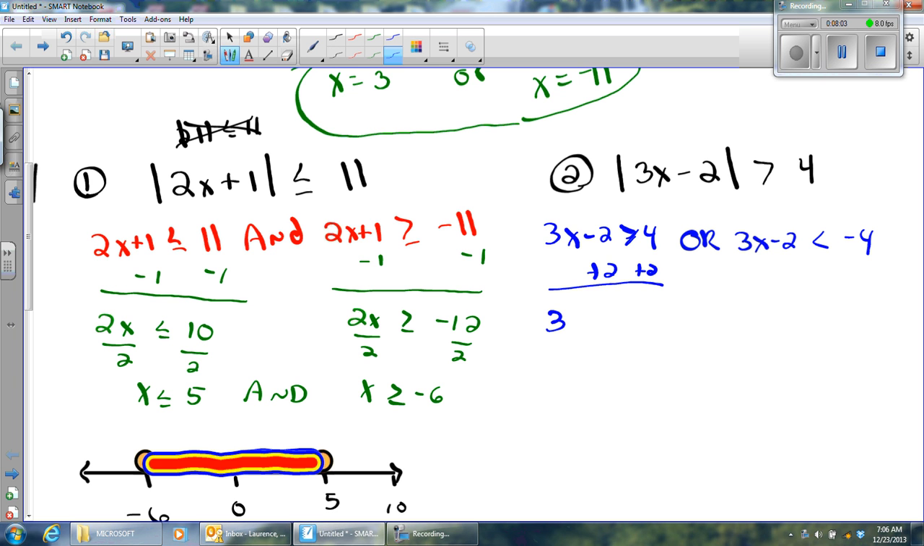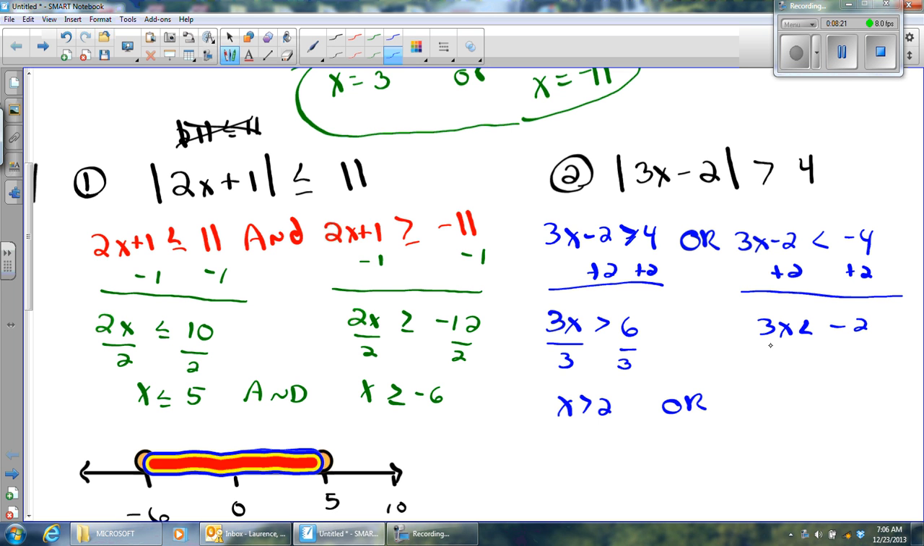So we get 3x is greater than 6. Divide by 3, divide by 3. X is greater than 2. Or adding 2 to both sides, I get 3x is less than negative 2. Divide by 3, divide by 3. X is going to be less than negative 2/3.